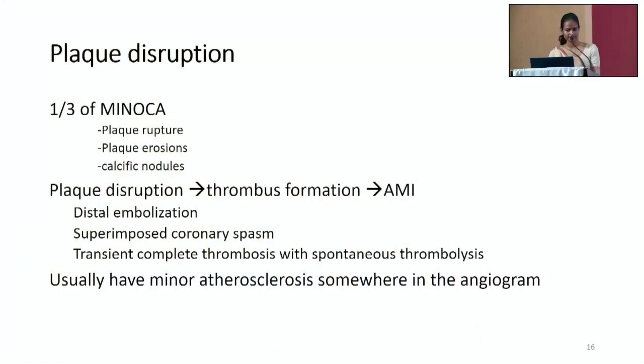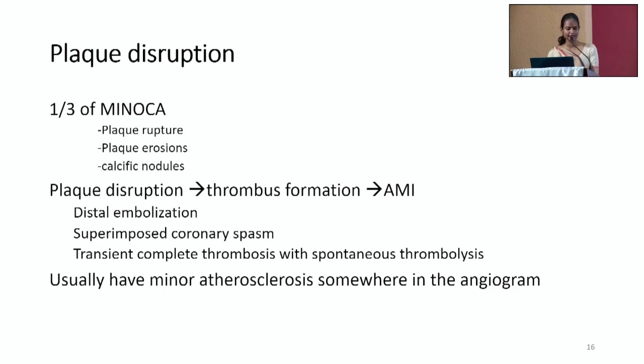What is plaque disruption? This actually causes one third of MINOCA. Plaque rupture, plaque erosions and calcific nodules, which we can't pick up in the angio, come under this condition. This can cause MI by thrombus formation, by distal embolization, superimposed coronary spasm, and transient complete thrombosis with spontaneous thrombolysis. So, we can't detect this in the angio.